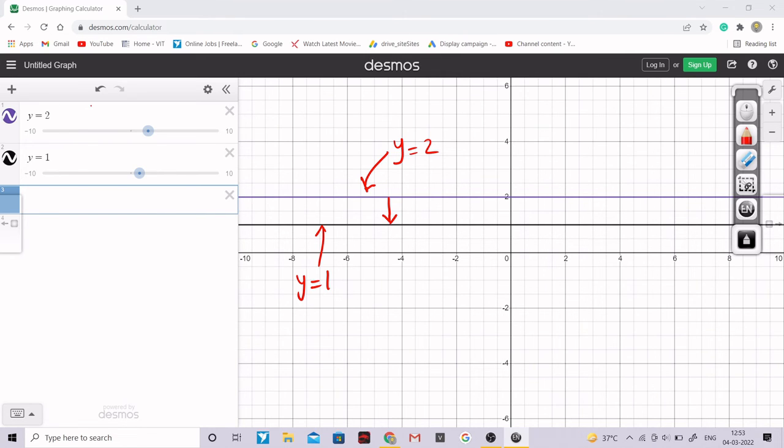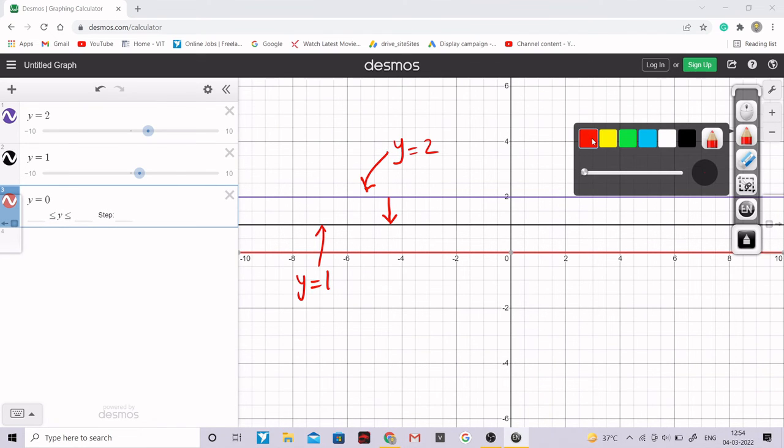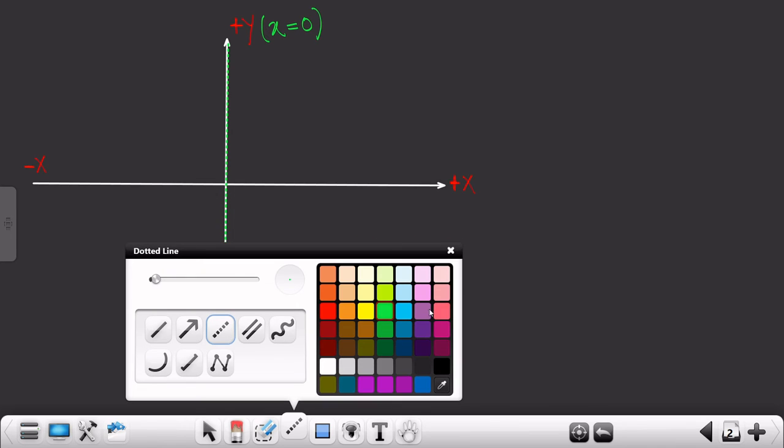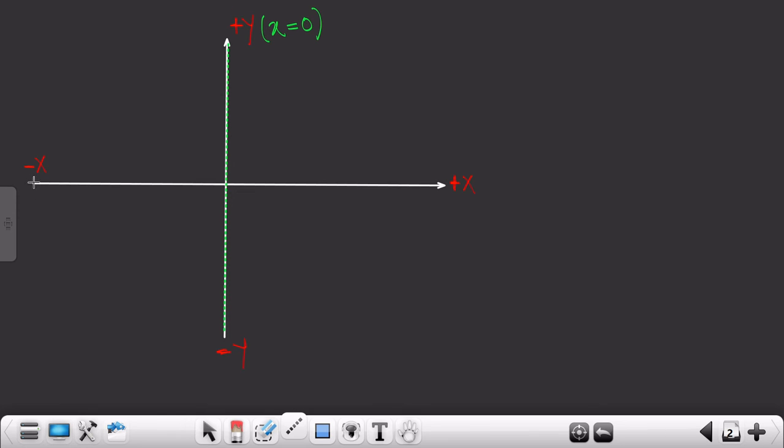As we are putting y equals 0, we will check what kind of plot we are getting. So I will put y equals 0. As you can see, this is the plot we are getting for y equals 0, and it is directly coming on the x-axis. So in future I can also write the x-axis as y equals 0. So this was the point I was talking about.